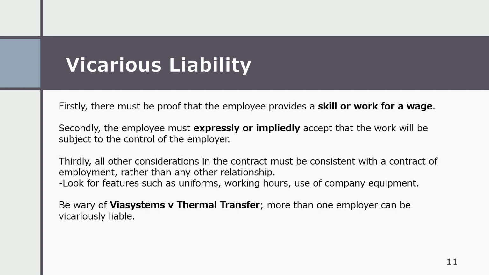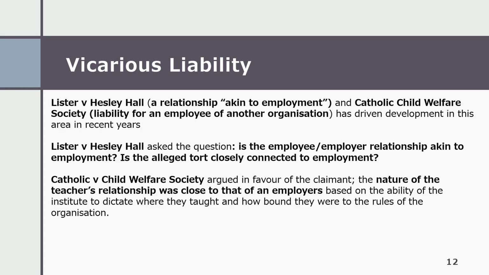So be wary of Via Systems v Thermal Transfer. More than one employer can be vicariously liable. So Lister v Hesley Hall, a relationship akin to employment, and Catholic Child Welfare Society, liability for an employee of another organisation, has driven development in this area in recent years. Lister v Hesley Hall asked a question: is the employee/employer relationship akin to employment? Is the alleged tort closely connected to employment?